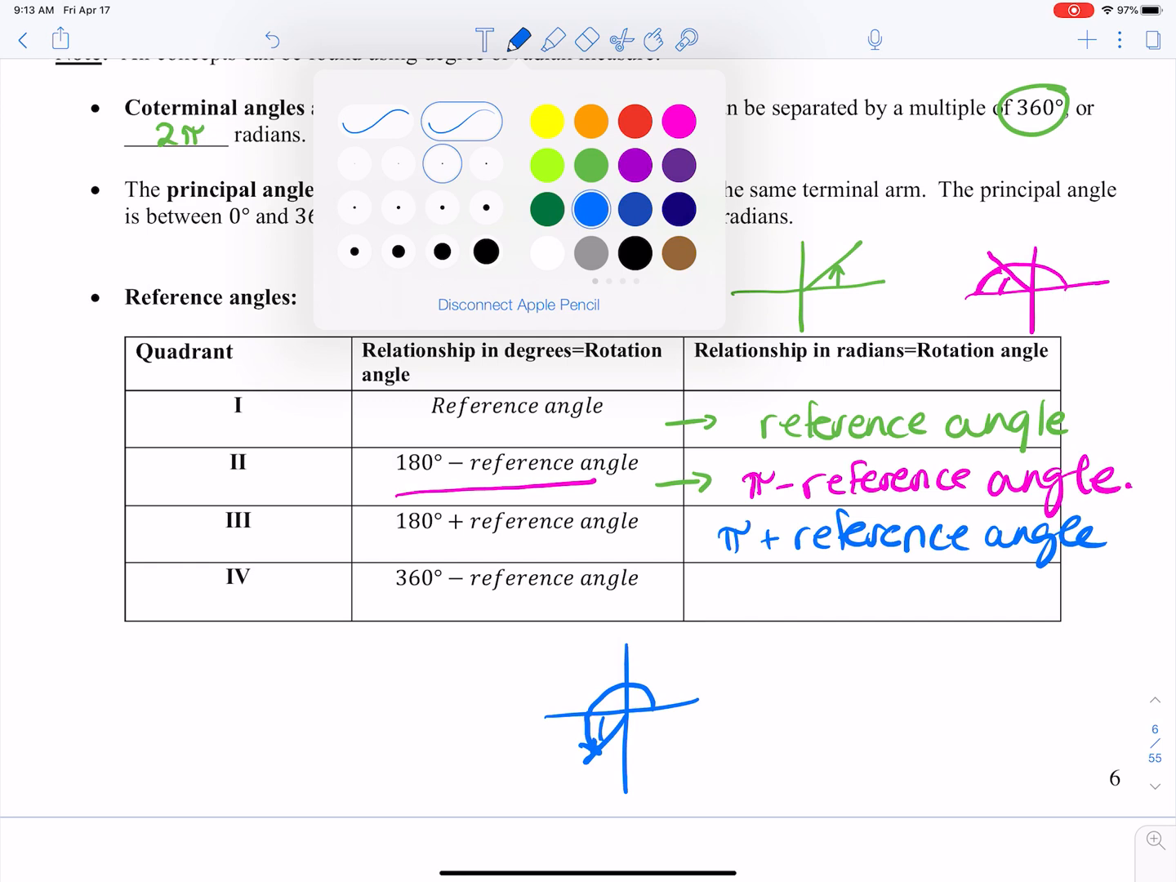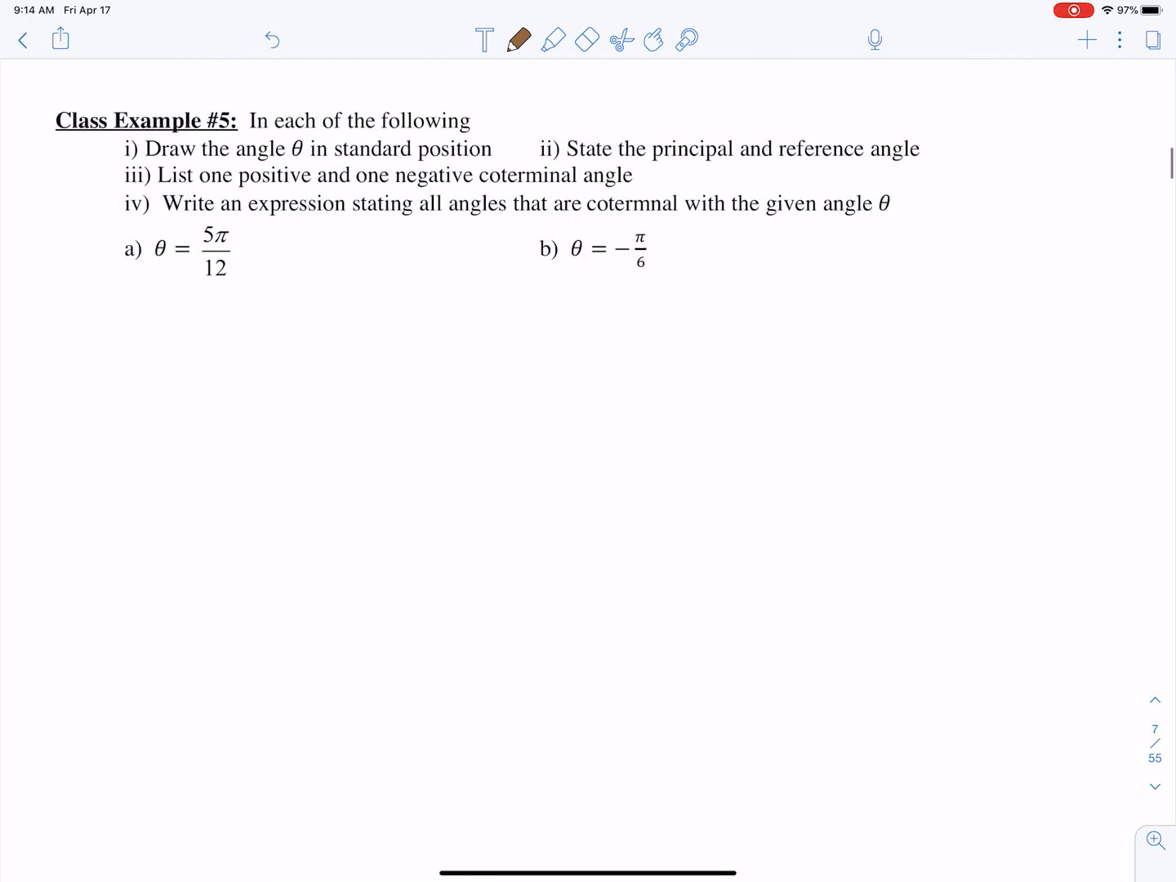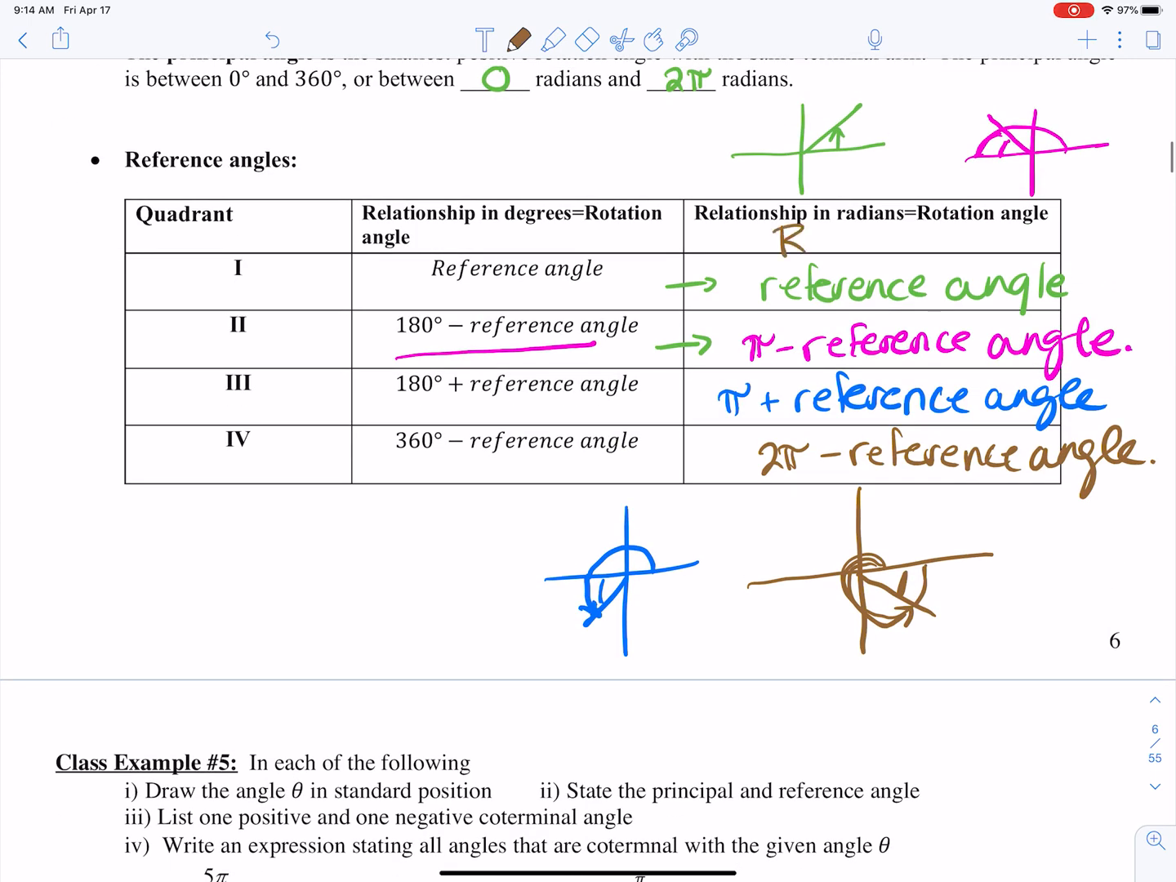And the last part here, think about it in degrees. If I have a reference angle here, I go 360 degrees minus the reference angle to give me the rotation angle, this guy right here. To do that in radians, I would go 2 pi minus the reference angle. So this is how we find the rotation angle in radians.